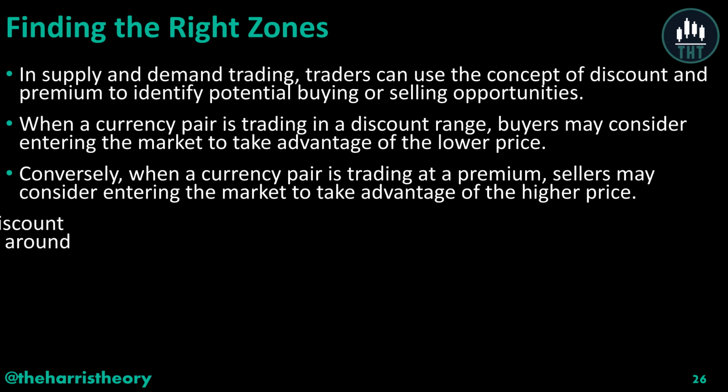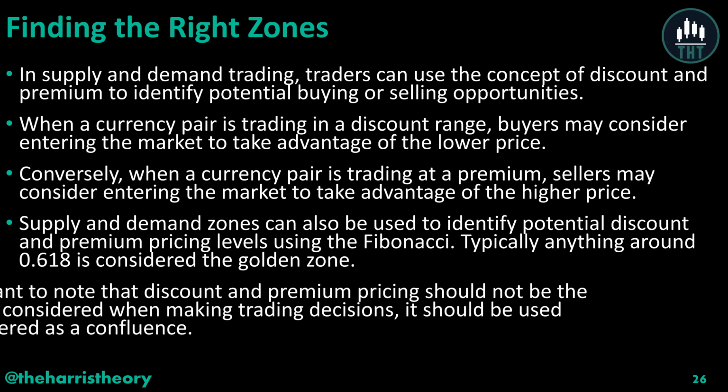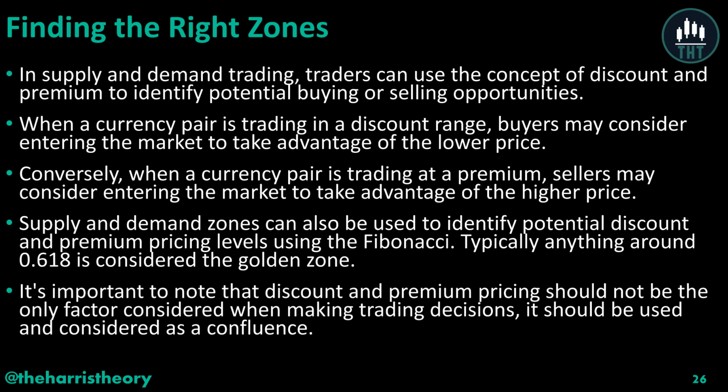Supply and demand zones can also be used to identify potential discount and premium pricing levels using the Fibonacci. Typically, anything around the 0.618 is considered the golden zone. It's important to note that discount and premium pricing should not be the only factor considered when making trading decisions. However, it should be used and considered as a confluence.